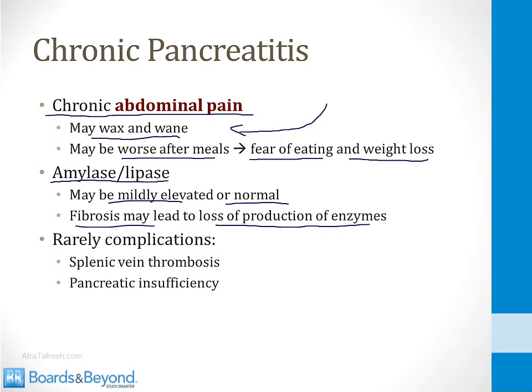There are a number of complications of chronic pancreatitis, but two of them that you should definitely know for step one are splenic vein thrombosis and pancreatic insufficiency, and we'll talk about these in the next two slides.